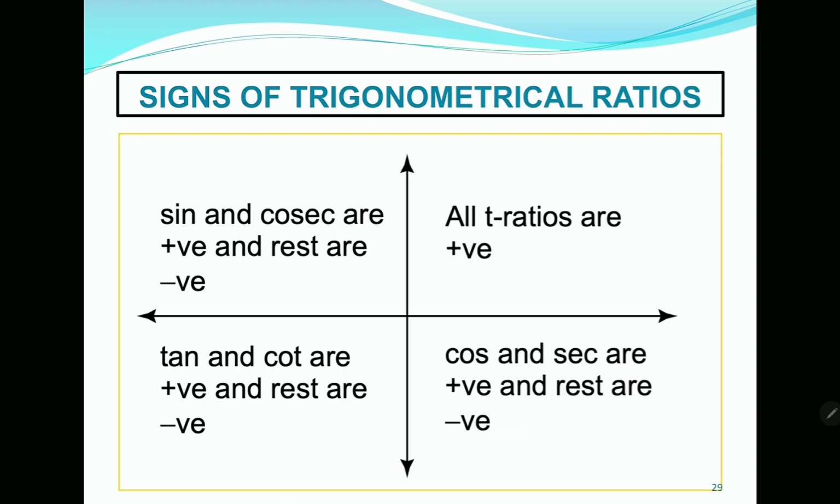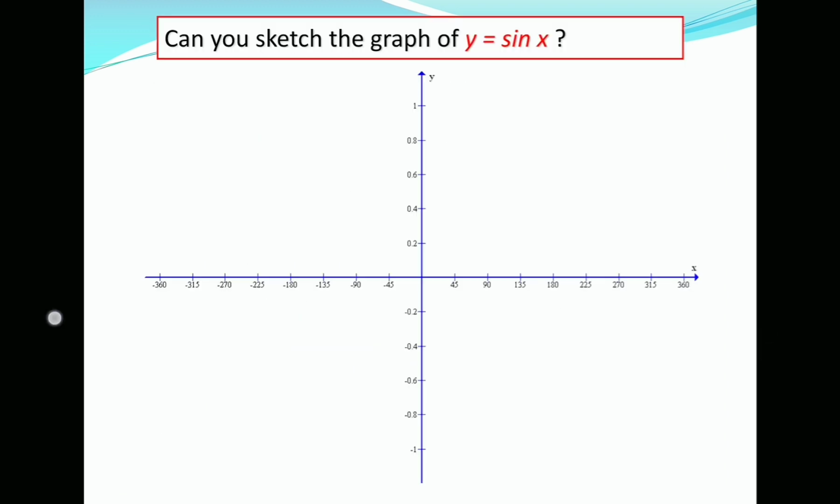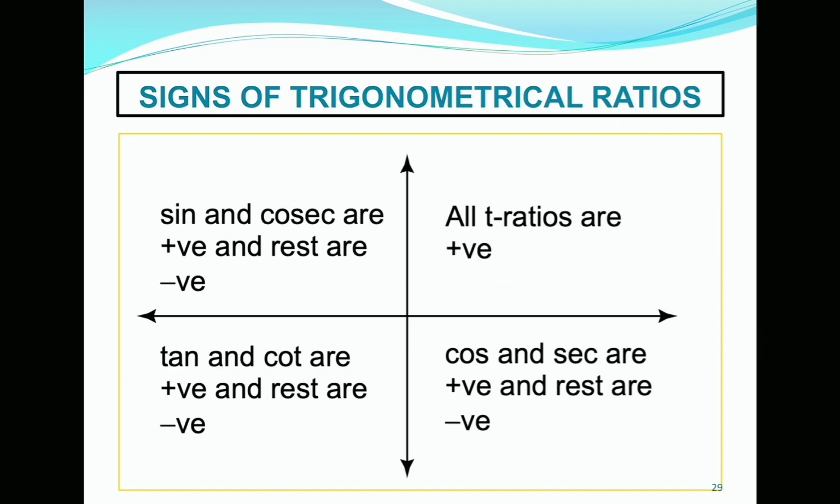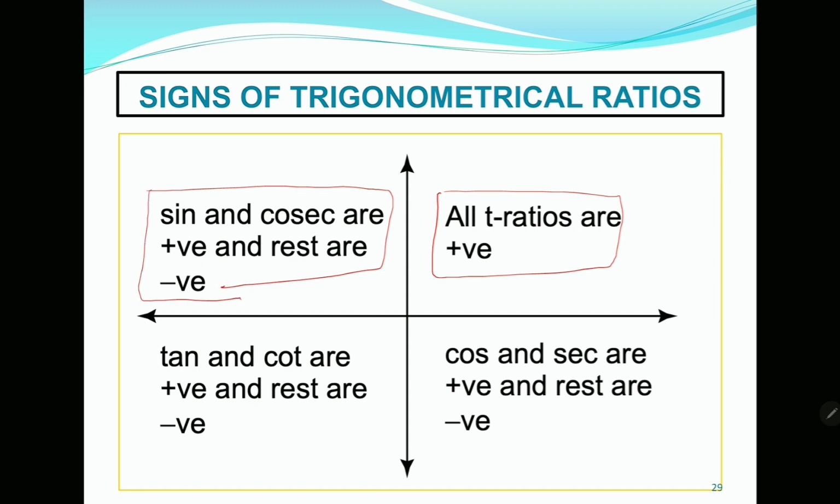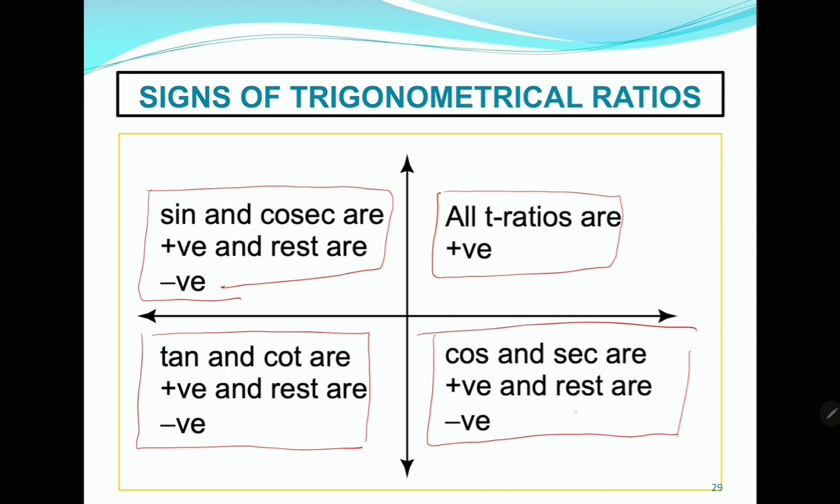The sign of the trigonometric ratios depends upon the quadrant in which they lie. Now, in the first quadrant, all the trigonometric ratios are positive. In the second quadrant, sine and cosec are positive and the rest are negative. In the third quadrant, tan and cot are positive and the rest are negative. In the fourth quadrant, cos and sec are positive and the rest are negative.